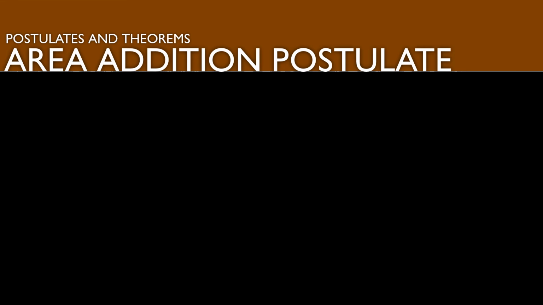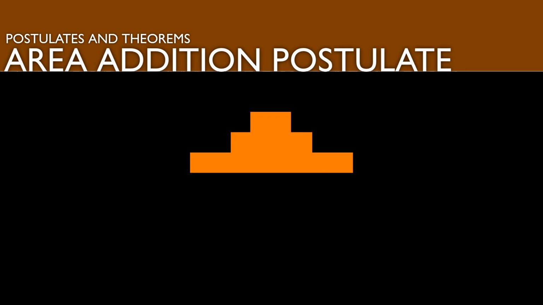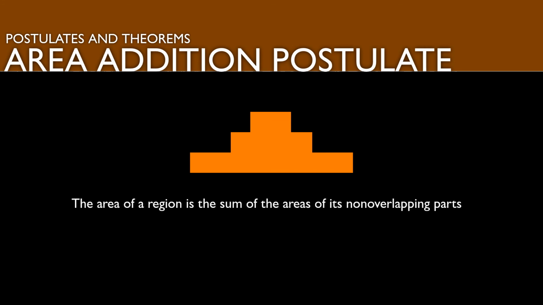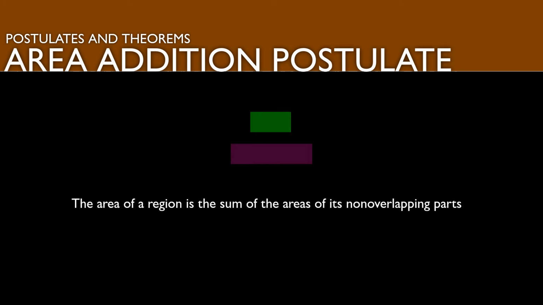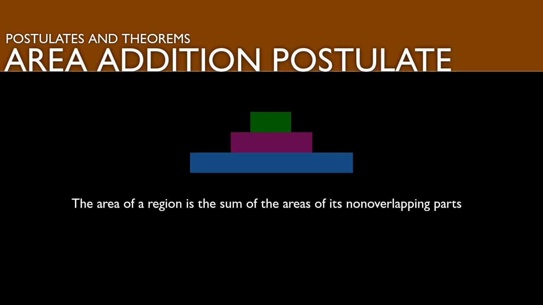The next postulate is the area addition postulate. It's very similar again to the segment addition postulate and the angle addition postulate. It states the area of a region is the sum of the areas of its non-overlapping parts. So what we can do is take this figure and break it down into 3 separate rectangles. We would then be able to find the areas of each of the rectangles, add them together, and that's going to give us the area of that particular figure.